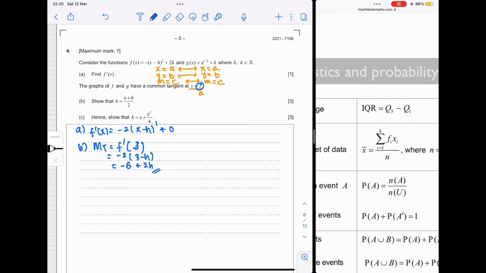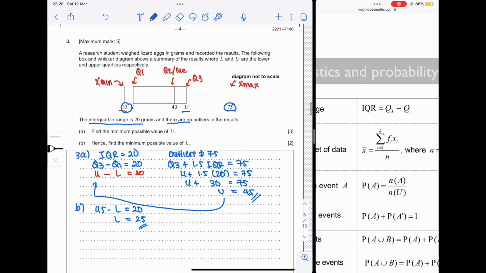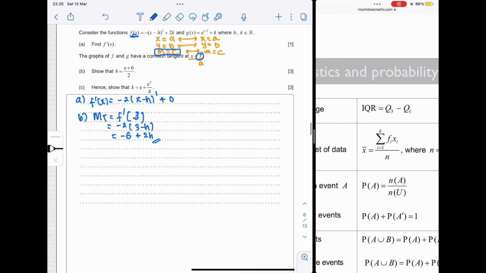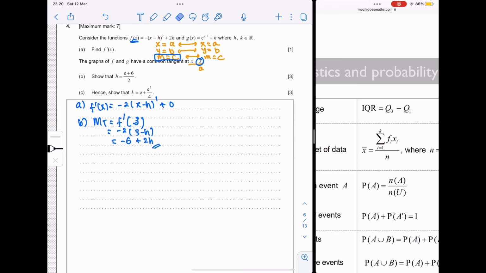This part is from the f. You need to find the second part from g. Why? Because suddenly here there's an e. The only e will come from the g. So it has something to do with the g. So let's just try it. Okay, g prime of 3.